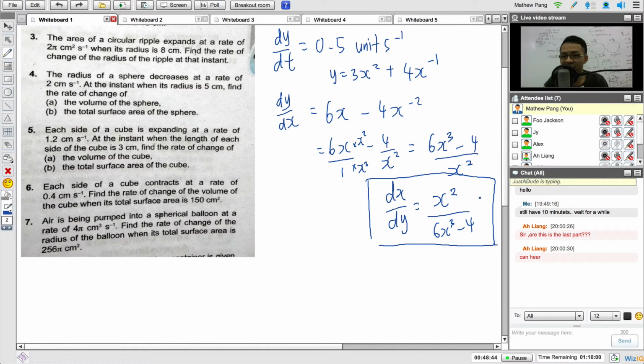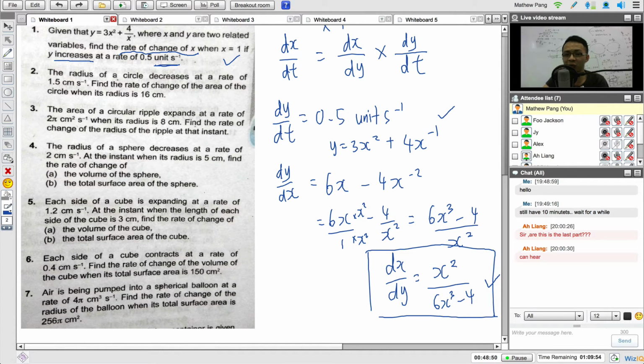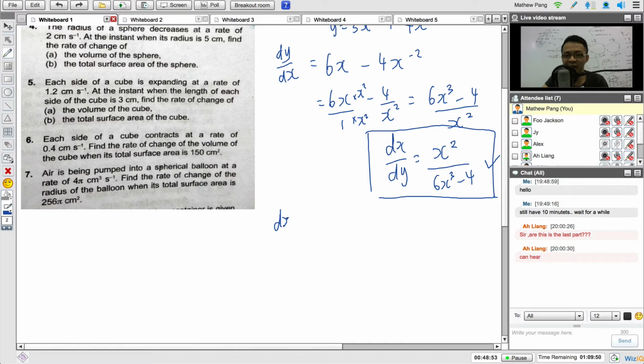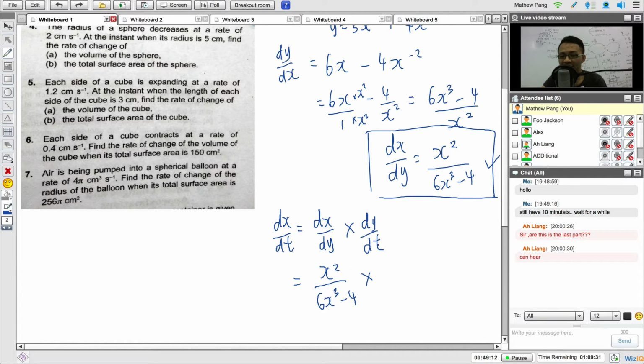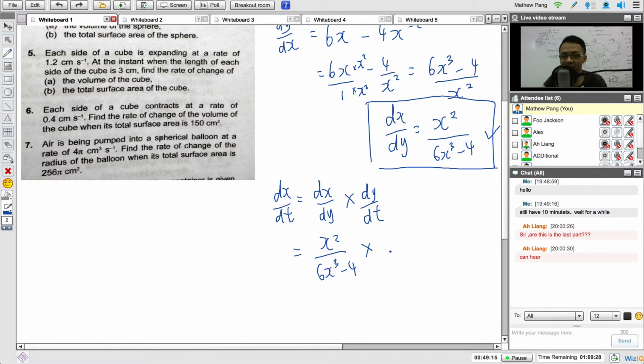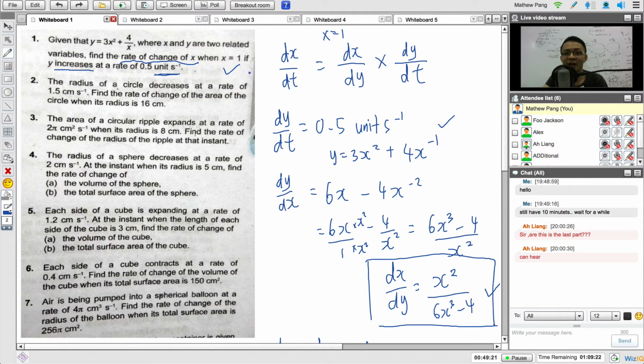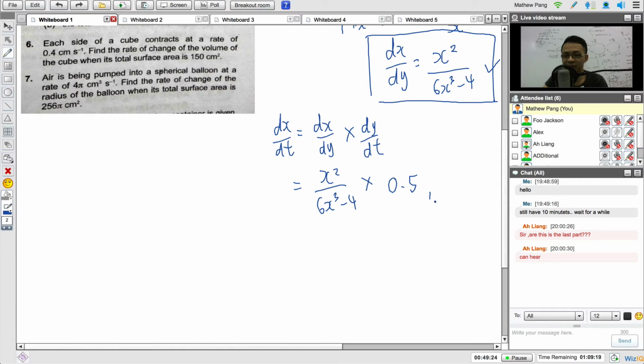Okay, so now I got dx/dy, and I got my dy/dt. I know I can form my chain rule. So dx/dt, I write again, will equal dx/dy multiplied by dy/dt. I got my dx/dy, which is x squared over 6x cubed minus 4, multiplied by my dy/dt, which is 0.5. And then the question gives something very important. It says when x equals 1. So I just write here when x equals 1. Then I can start to do.